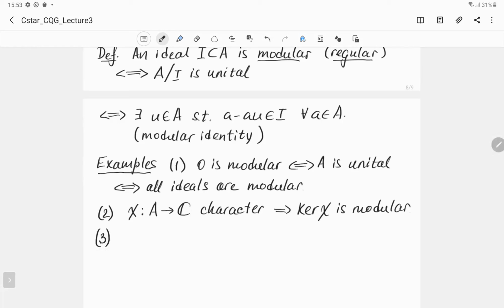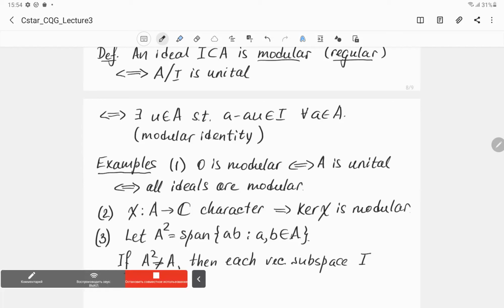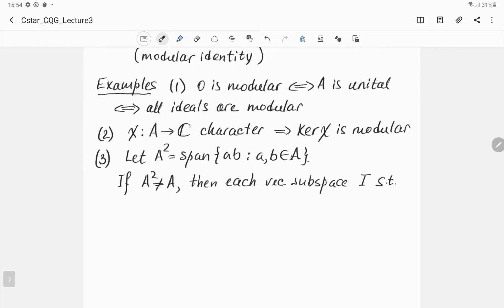And here's a counterexample. Let A squared denote the linear span of all products ab, where a and b run over the algebra. So if the algebra is such that A squared is strictly smaller than A, then any vector subspace I such that A squared is contained in I, and I is properly contained in A, is a non-modular ideal.